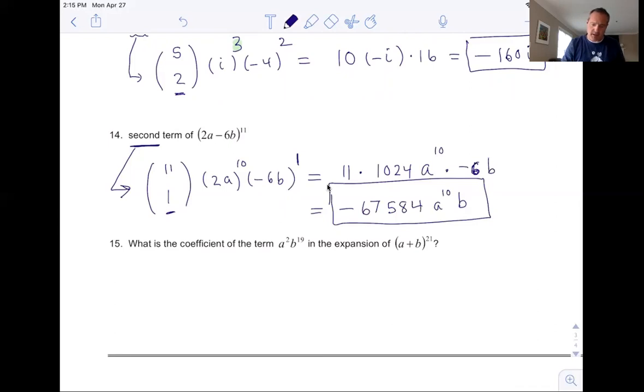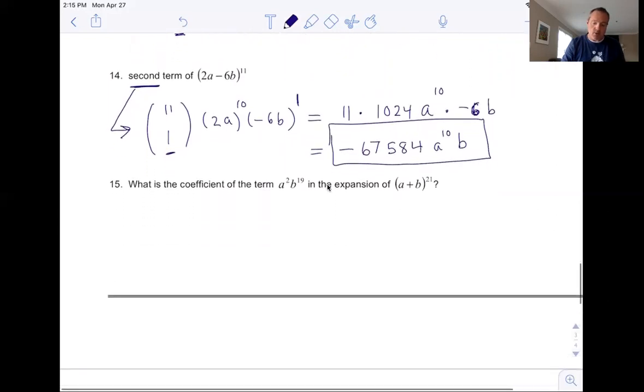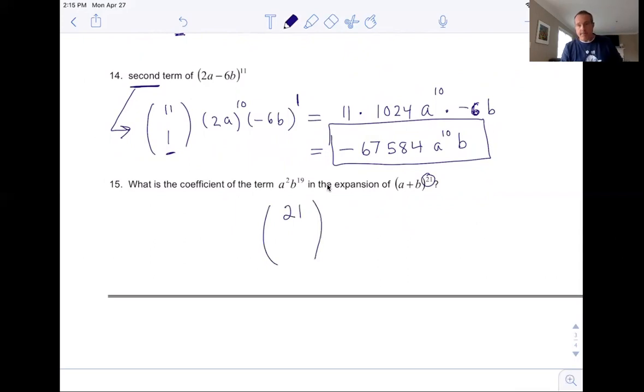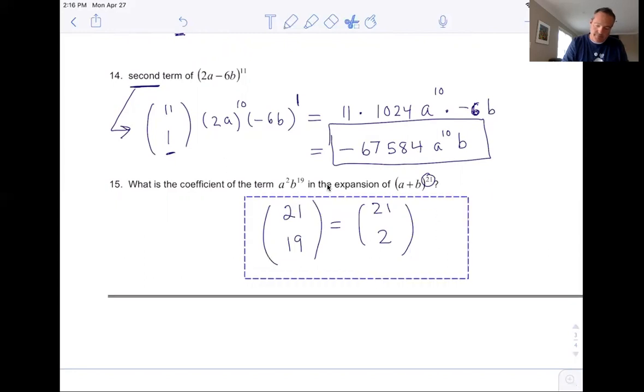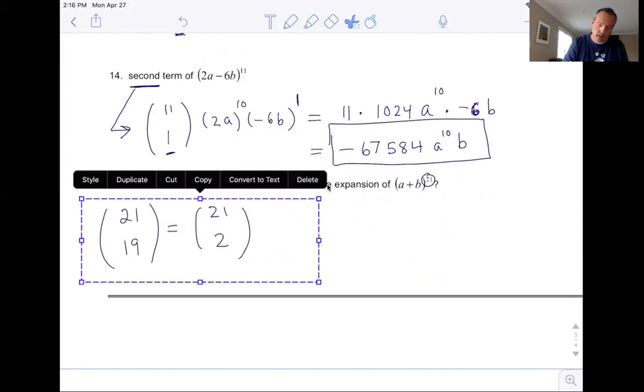And 15, actually, kind of working backwards. They're saying, what would be the binomial coefficient of that term, a to the second, b to the 19th, if I expanded (a + b)^21? Well, n, or the degree, is always the top number. And then the bottom number, actually, it doesn't matter. You could say 19, but you could also say 2. Either one, these are both the same number. Either 21 choose 19 or 21 choose 2. It really doesn't matter. You'll get the same number either way.